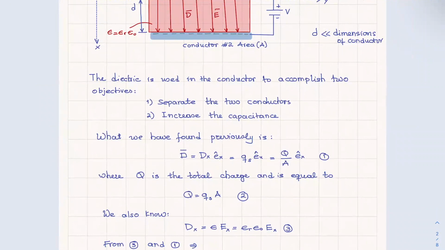And what are those? First of all, D is going to have only the normal component on the conductor because, as we said, there is no field inside the conductor. There is no electric field. Therefore, there's no electric flux density inside the conductor. The field inside the conductor is zero, and as a result, the electric flux density inside the conductor is zero. If the field and the electric flux density are both zero, that implies that there is no tangential component on the conductor of either one of those.